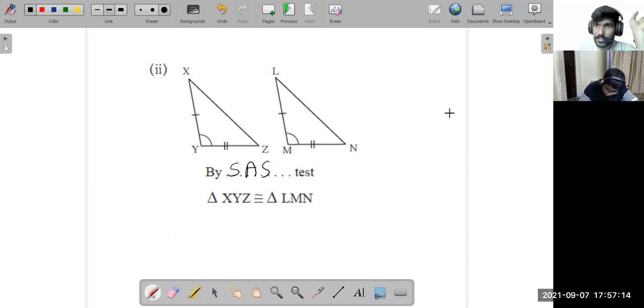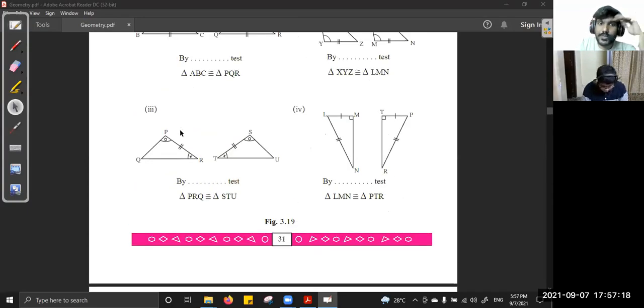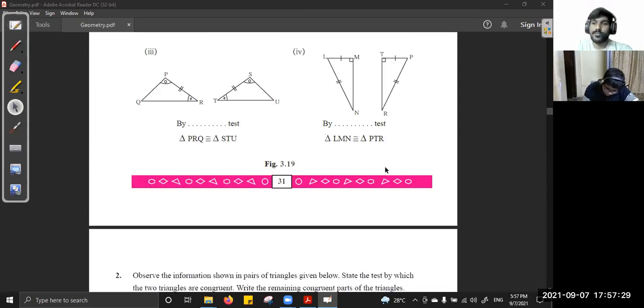Side angle, just by looking at the figure. Third one. ASA. Yes, ASA test. And fourth one? Hypotenuse. Yes, hypotenuse side test.